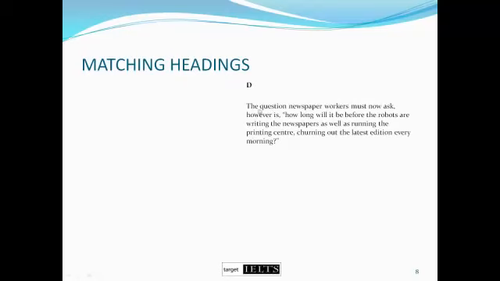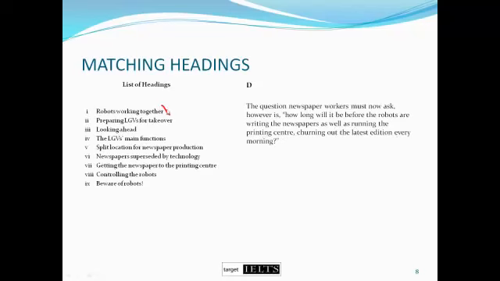Paragraph D, we have: the question newspaper workers must now ask, however, is how long will it be before the robots are writing the newspapers as well as running the printing center, churning out the latest edition every morning. Could be robots working together, preparing LGVs, looking ahead. It does talk about the future, that the newspaper workers are asking themselves how long will it be before they are writing newspapers for us as well. So it may just be what we are forecasting in the future.